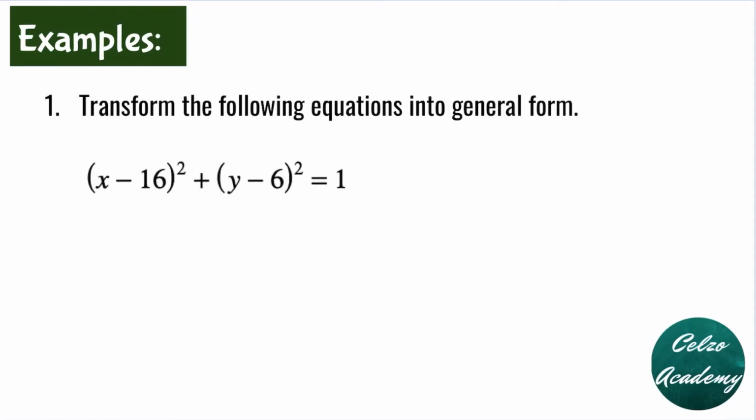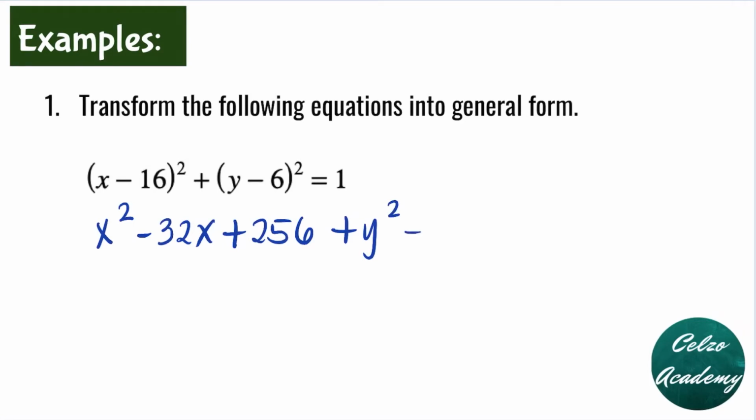So to square (x - 16)², we need to square the first term, that is x². We need to multiply x times negative 16, which is negative 16x, and then double, so we have negative 32x. Next, square the second term, negative 16 to the second power is positive 256. Now we simplify (y - 6)². Square the first term, we have y². Multiply y and negative 6, that's negative 6y. Double it, we have negative 12y. And then square negative 6, that gives us plus 36.